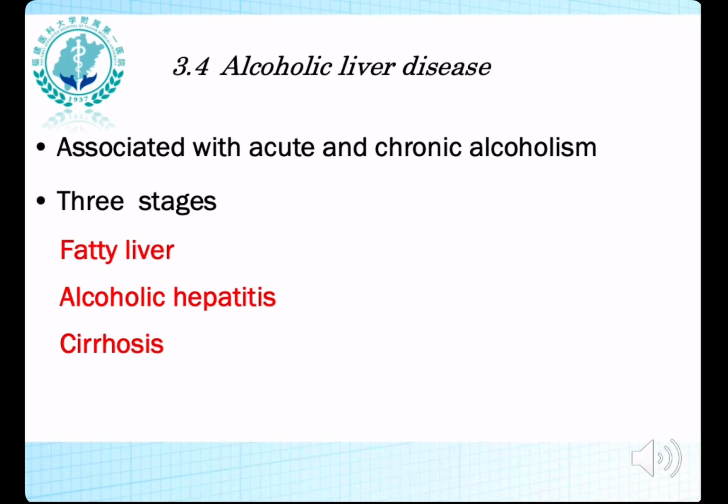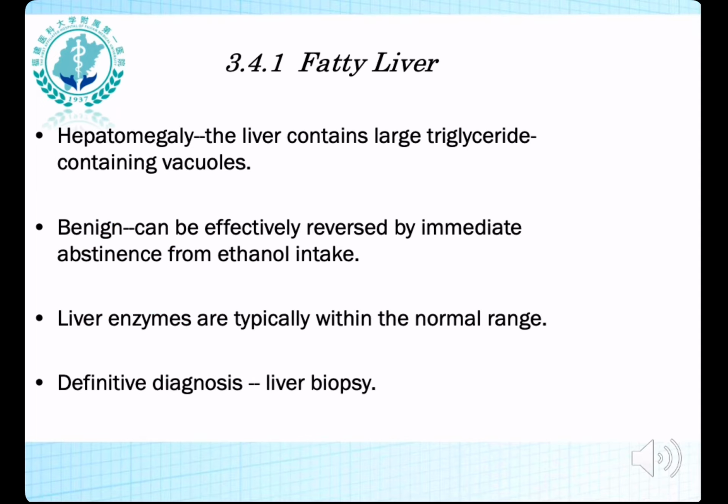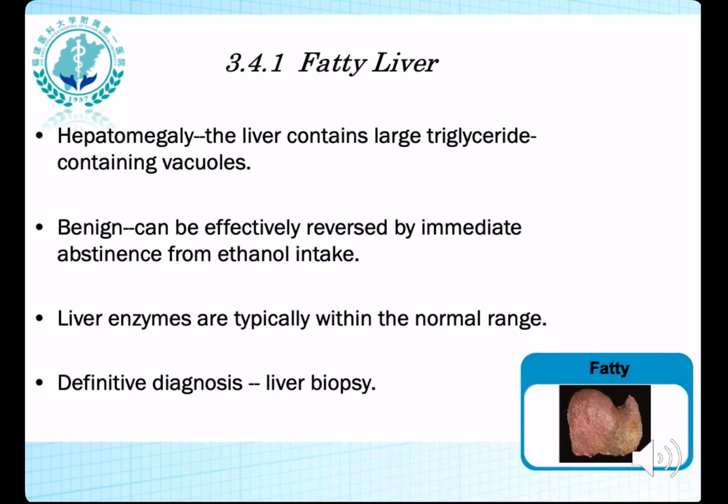Okay, the next one, alcoholic liver disease. Alcoholic liver disease is associated with acute and chronic alcoholism. There are 3 stages: fatty liver, alcoholic hepatitis, and cirrhosis. An alcoholic fatty liver often has different levels of hepatomegaly. The liver contains large triglyceride-containing vacuoles. Okay? It is benign, and it can be effectively reversed by immediate abstinence from ethanol intake. Liver enzymes are typically within the normal range, and the definitive diagnosis is liver biopsy.